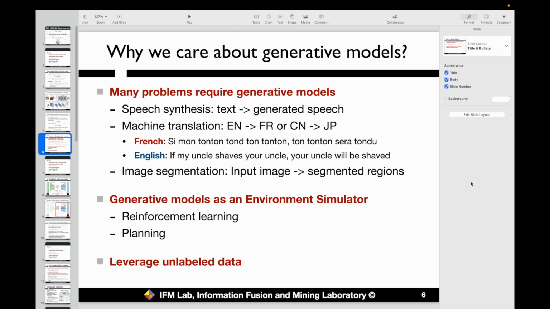Besides these kinds of applications, we can also consider using generative models to help us leverage the unlabeled data instances, because we can generate some new data instances which can be unlabeled, and we can incorporate them to train the models as well. So these are the potential applications of the generative models and why we have to care about them.